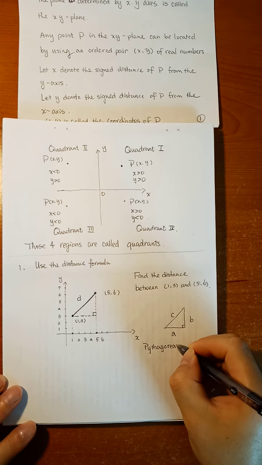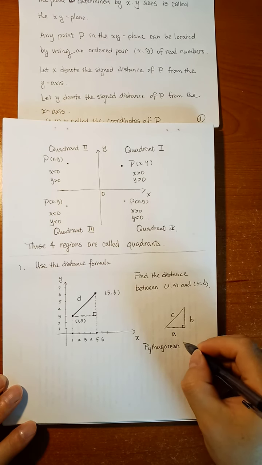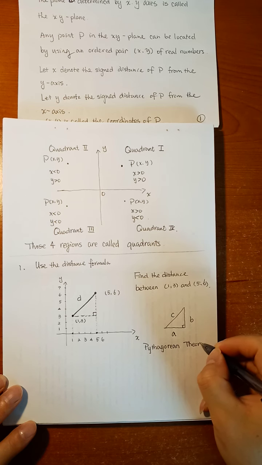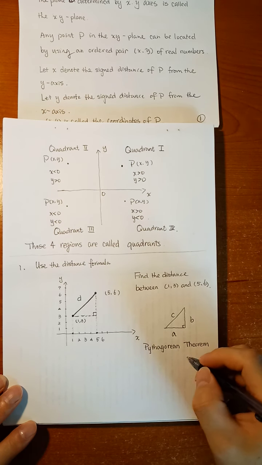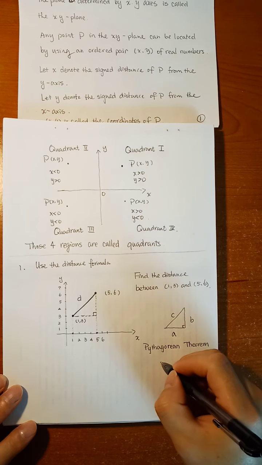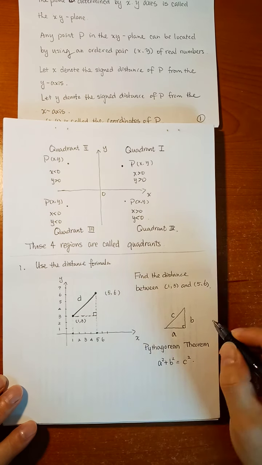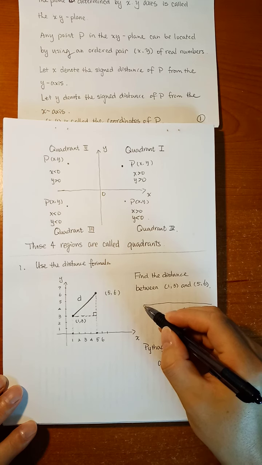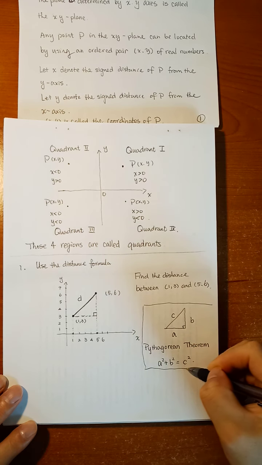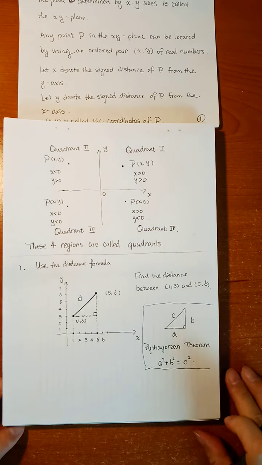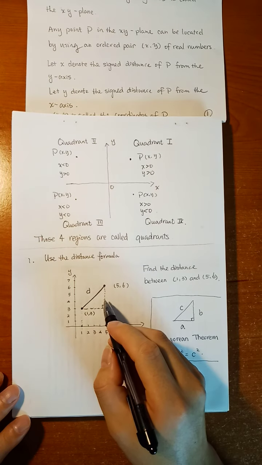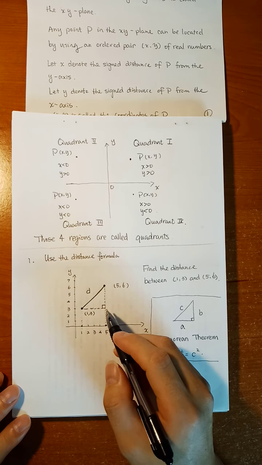Pythagorean theorem. The Pythagorean theorem says a squared plus b squared is c squared. Okay? Very important. Here we also construct a Pythagorean theorem.